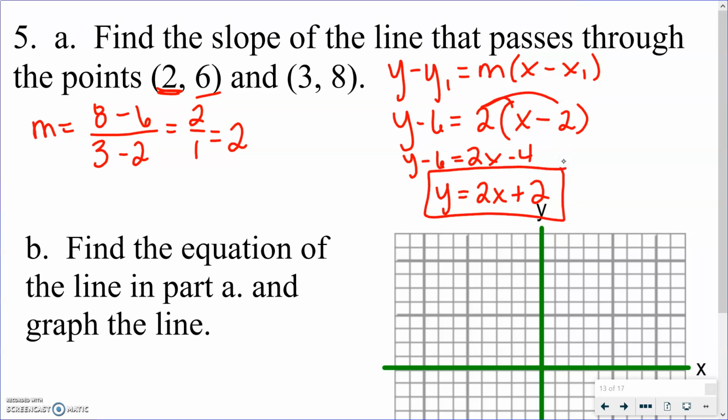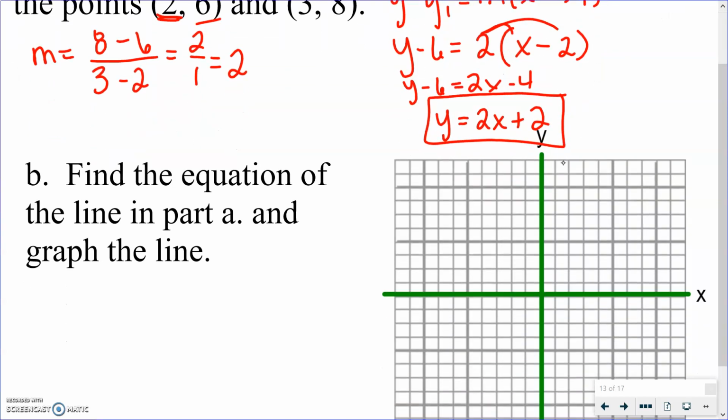Okay, now we are going to graph this line. So we're going to start at our y-intercept of 2, and then from there we're going to go up 2 over 1, up 2 over 1, and we're going to get our line like that. Okay?